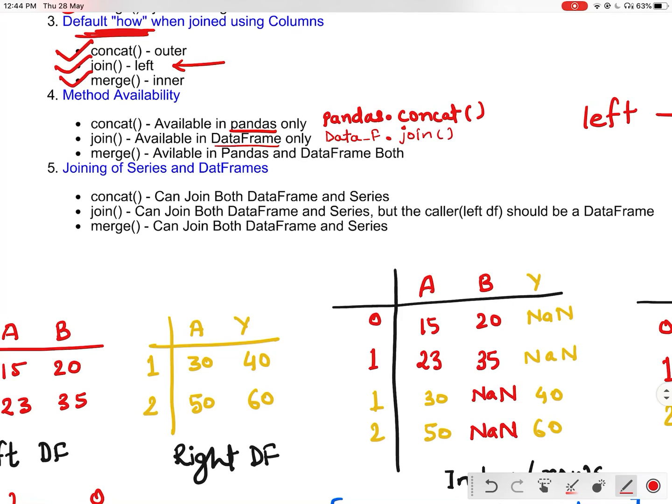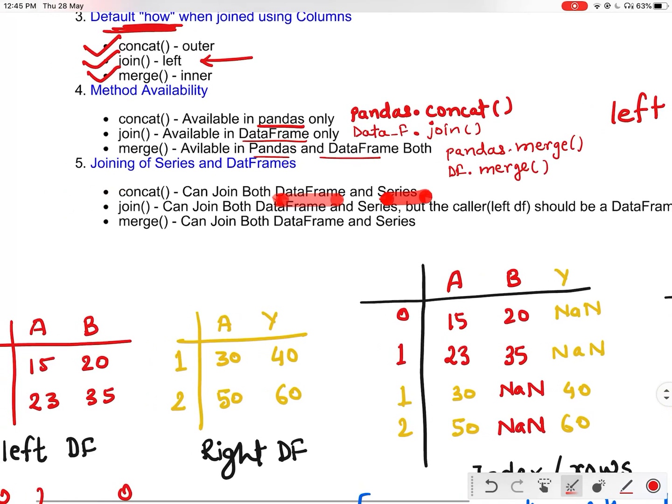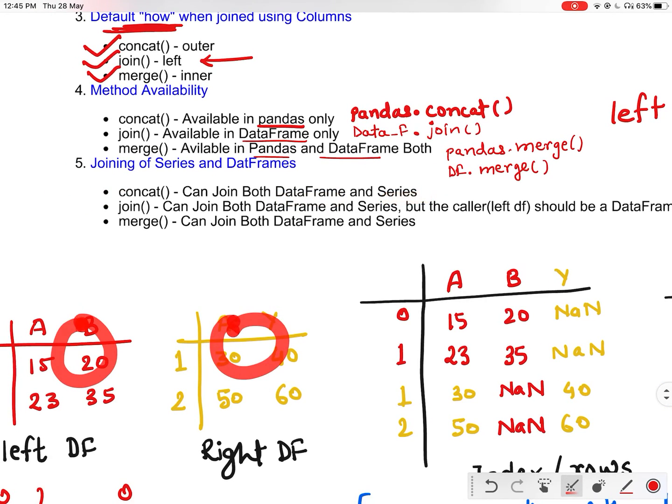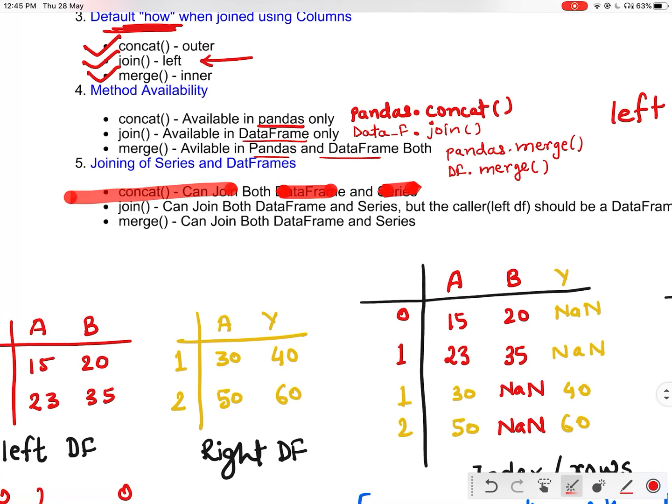When we use merge, it is available in pandas or data frame merge, or we can use data frame objects, data frame and series. So in place of these two data frames, you can have series also. So using concat, we can join data frame and series. Using join, we can join both data frame and series, but the caller or left data frame should be a data frame.